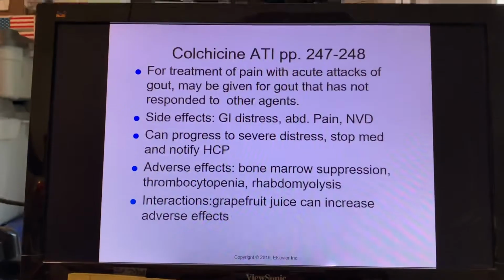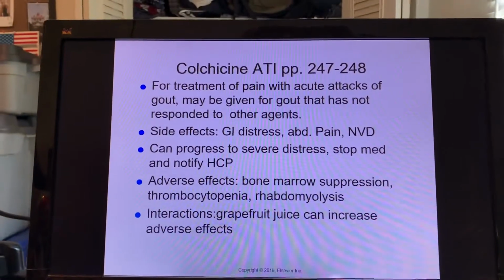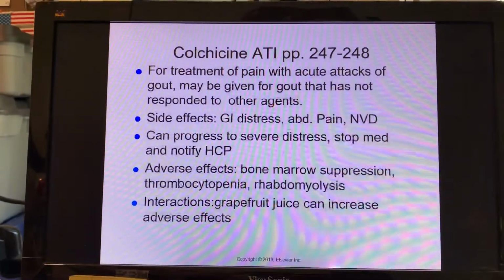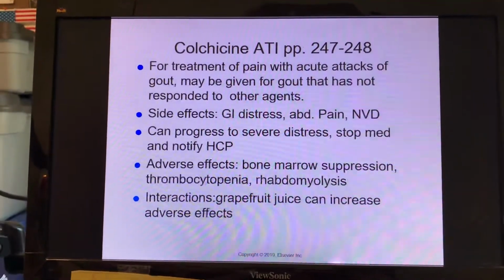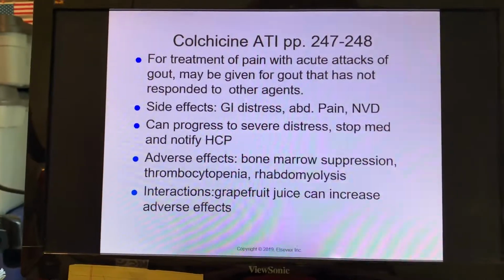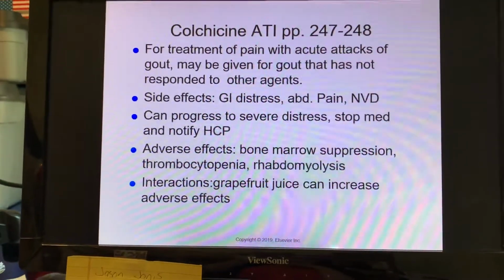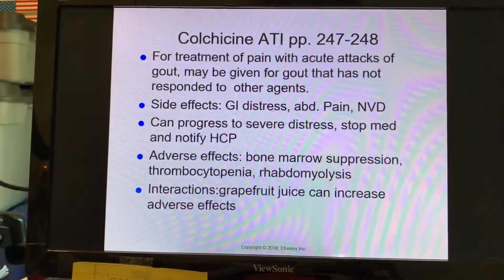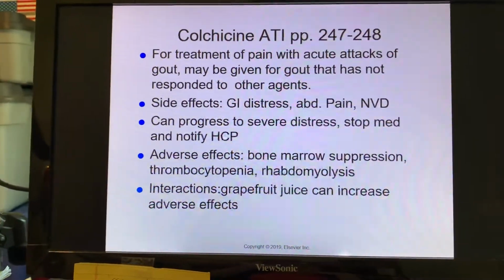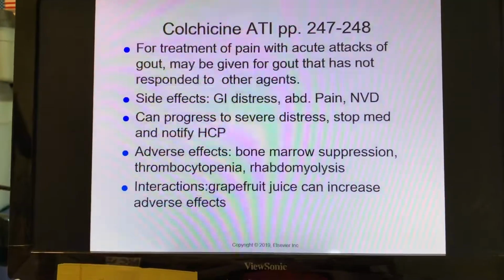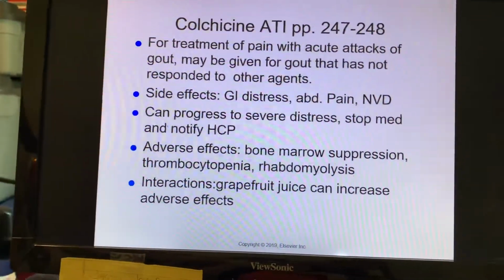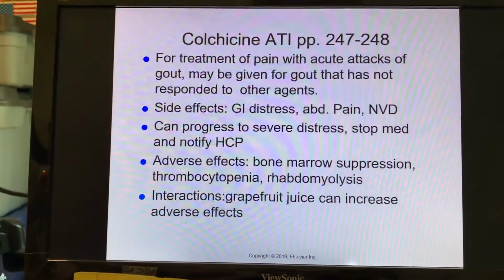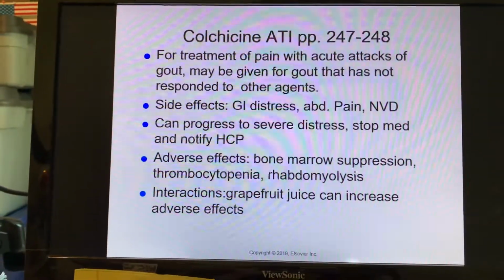Main side effects you're going to see are GI problems, some abdominal pain, nausea, vomiting, and diarrhea. If that progresses to severe abdominal distress, GI pain, a person should stop the med and notify their healthcare provider. In very rare instances, it can cause suppression of bone marrow, thrombocytopenia, where you've got platelet issues, and it can cause muscle breakdown, rhabdomyolysis.